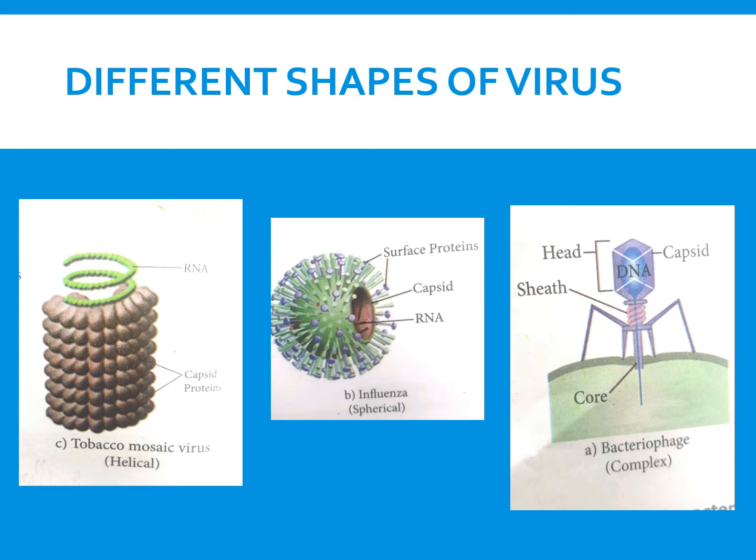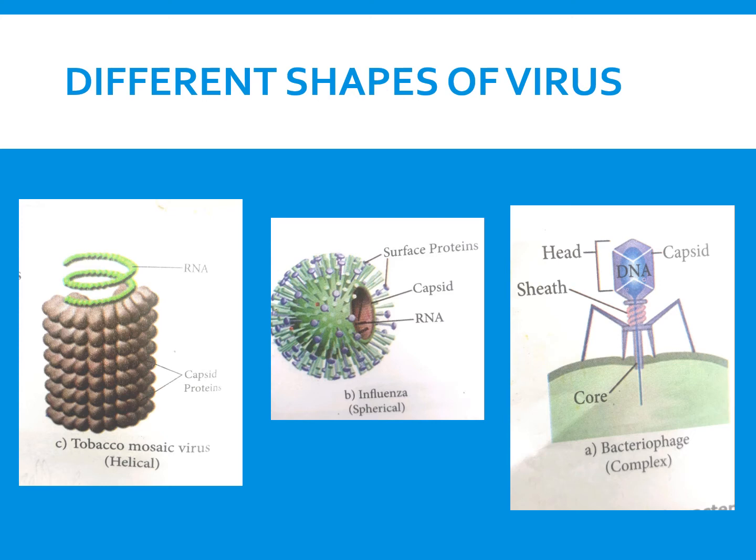And the middle one we have seen, B, influenza, is spherical in shape with the surface protein, capsid and RNA. Whereas the tadpole has a head with the capsid and protein, and within that DNA, deoxyribonucleic acid, the genetic material, is present. And the third one, C, tobacco mosaic virus, is the virus attacking the tobacco plant. The brown parts are called capsomeres, the outer protein coat. And the green spiral is the genetic material RNA.